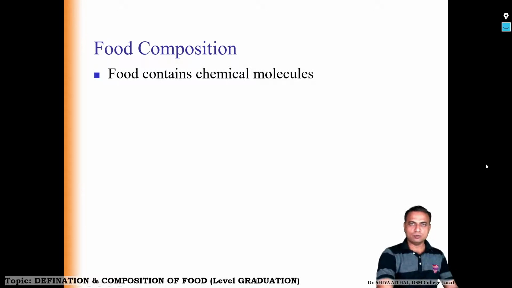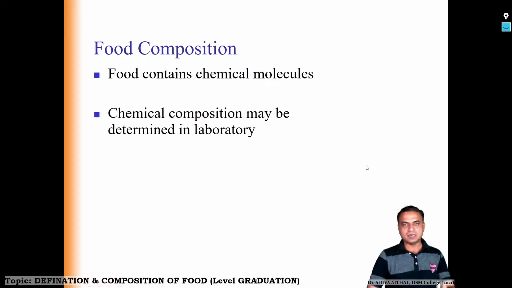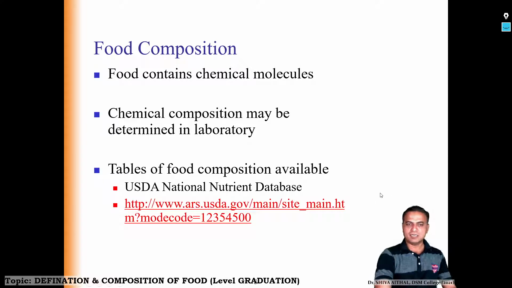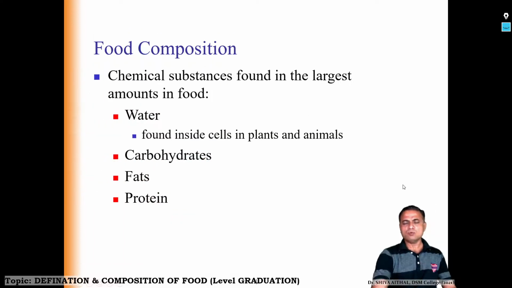Even if you see a whole human body or a whole plant or a whole animal, they are basically assembled chemicals, different types of chemicals, and the food which we eat becomes a part of the body, a part of the living system. Therefore, food contains certain chemical molecules which are determinantal in the growth of a cell or an organism as a whole. Chemical composition may be determined in the laboratory, as I just said, and the tables of food composition are available online. Now, what are these chemicals?